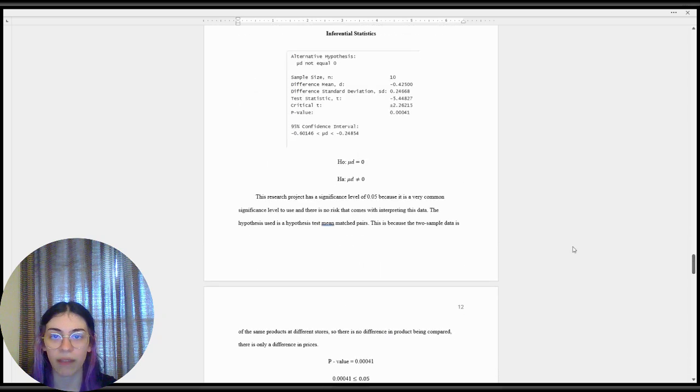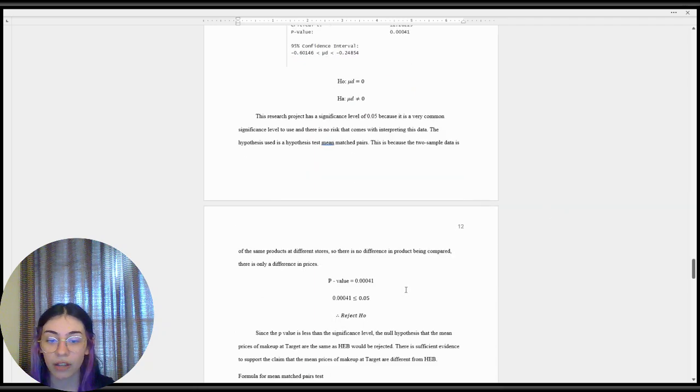Going down more, we have the inferential statistics portion of this project, which is where we talk about our hypothesis tests. So the level of significance chosen for this project is 0.05. And the hypothesis test chosen for this project was a two-sample mean matched pairs test. So the null hypothesis is stating that the mean prices of makeup at Target and HEB are equal to each other, and the alternative claimed hypothesis is stating that the mean makeup prices at Target and HEB are not equal to each other.